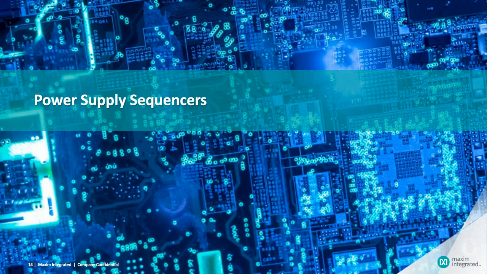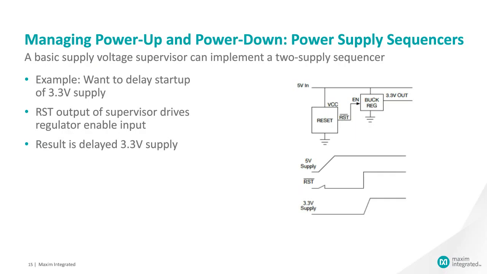The next category of supervisor is the power supply sequencers. Power supplies usually need to be enabled in a specific order. They often need a delay between supplies powering up. In this picture, we show a very simple way to insert a delay between two power supplies. So this is a 5-volt supply and a 3.3-volt supply. There is a delay between these two supplies, and it's implemented by a reset IC.